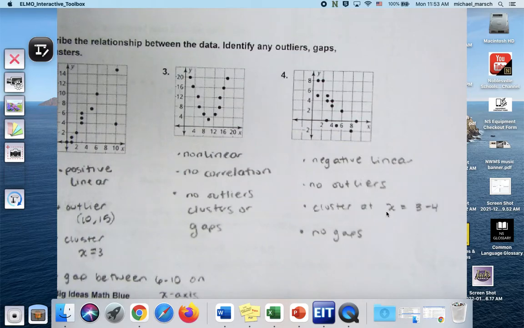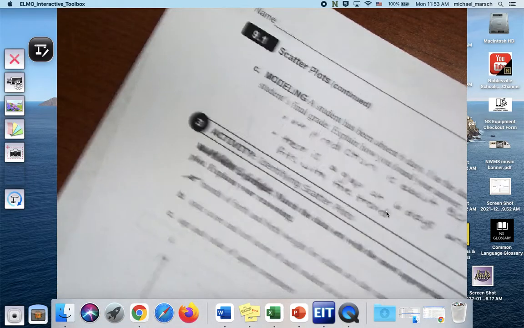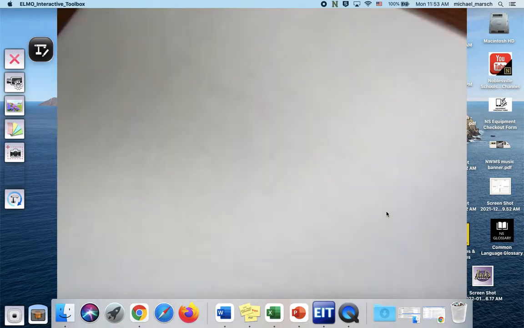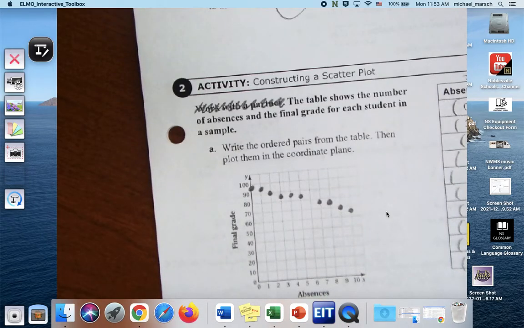Yay. So you know how you guys made the decision that there was probably about an 80% grade when there were 6 absences? We used a trend to determine that, so we're just going to make a line to represent that trend.